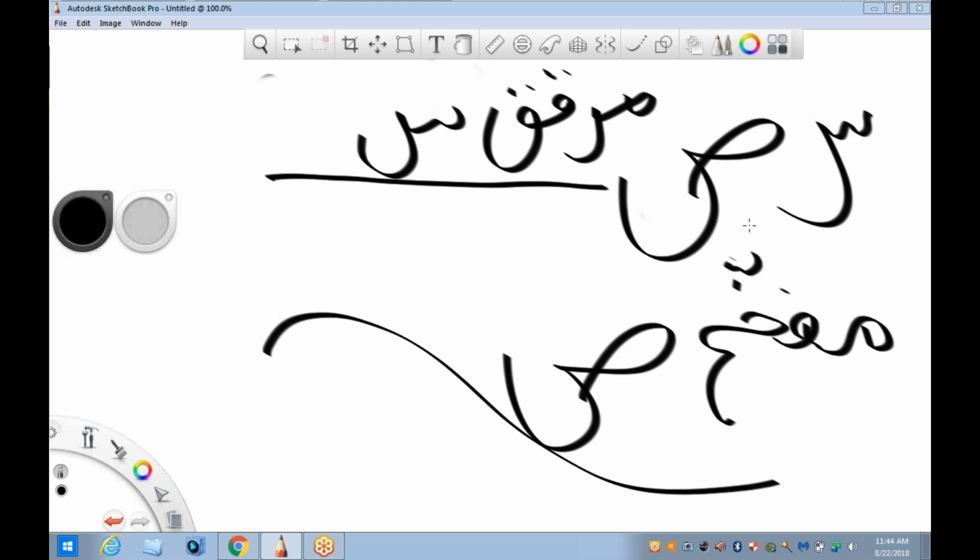So you say as-sad is mufakham, the sin is muraqqaq. What does muraqqaq mean? That your tongue is like this. Sa. What does mufakham mean? This is the result of your tongue being up. It comes out so. You say as-salah.